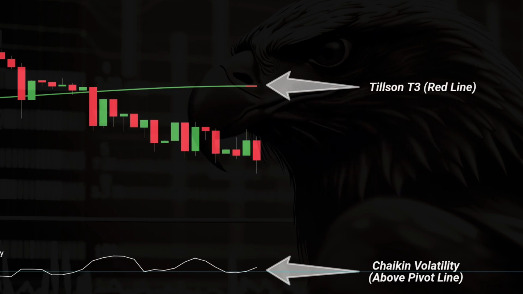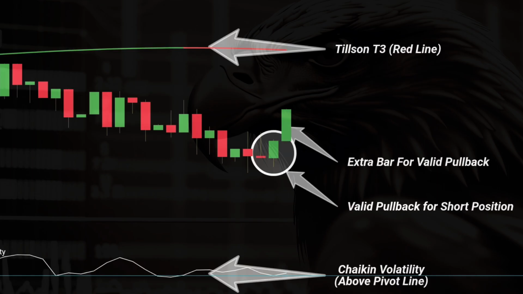The Tillson line has turned red. At the same time, we see a red candlestick, and the check-in volatility indicator is crossing above the 0 level. After 6 bars, a valid pullback movement occurs, and an additional candlestick forms.